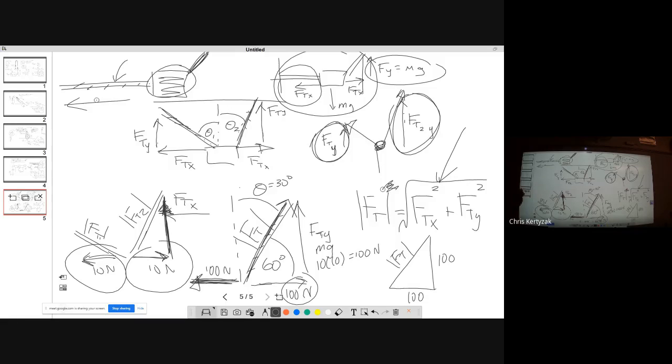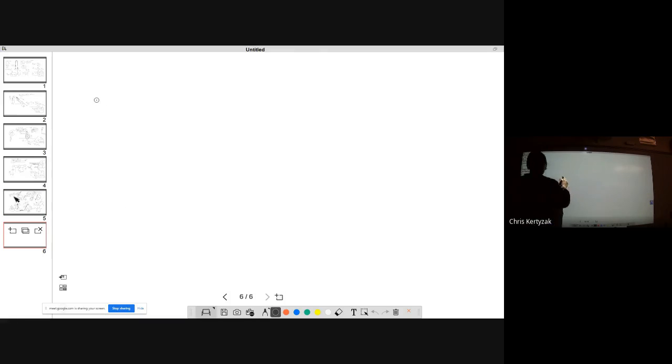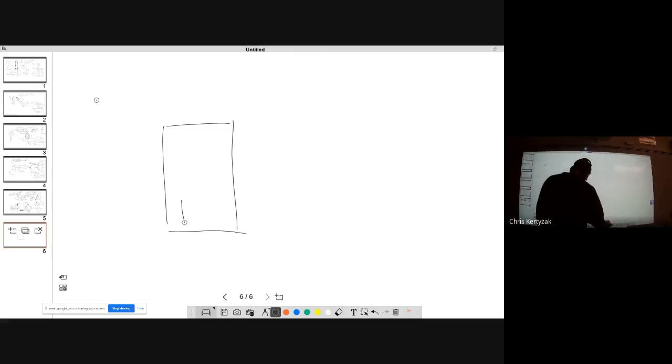Now let's go over to the elevator. Another common problem. An elevator almost always has some. Well, let's not do the boxes. In fact, I think it's going to be my last problem for now. Take a break. There's a man standing on a scale in an elevator. Very common.